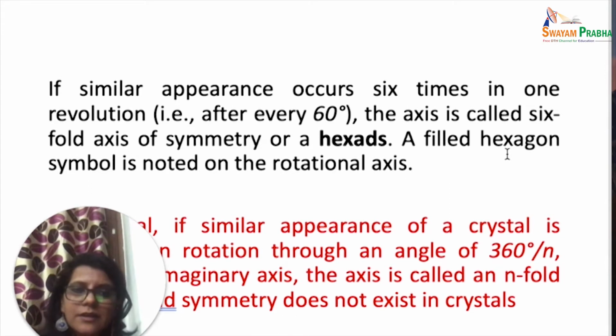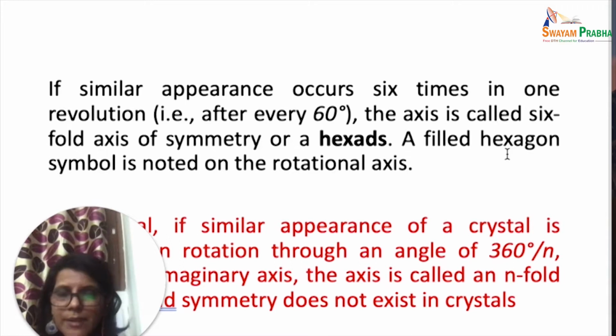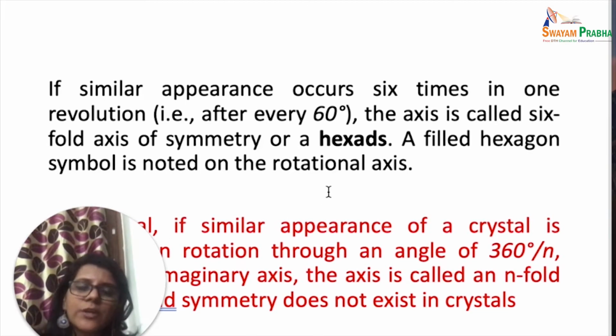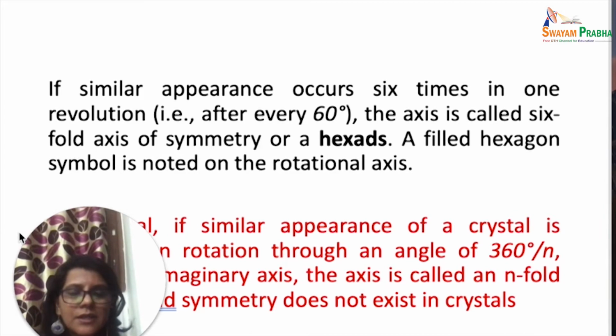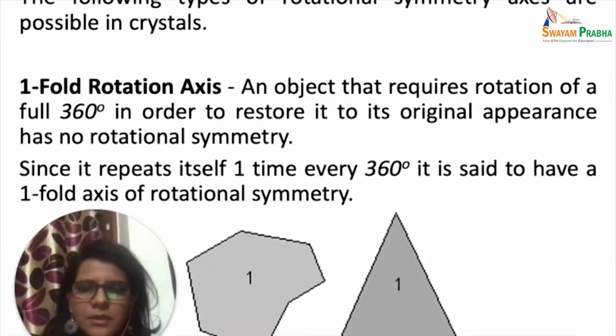So a hexagon or a benzene ring is said to have a sixfold axis of symmetry. If a similar appearance of a crystal occurs when we rotate through an angle of 360 by n, then the axis is called an n-fold rotational axis, and it is said to have an n-fold axis of symmetry. Now let's look at the types of rotational symmetry axes which are possible in crystals.